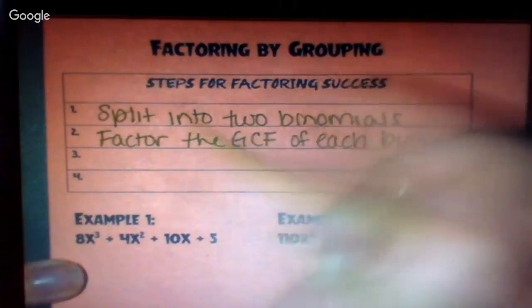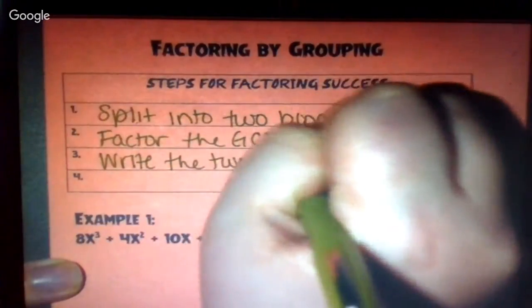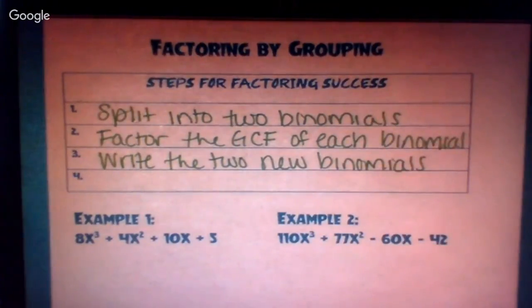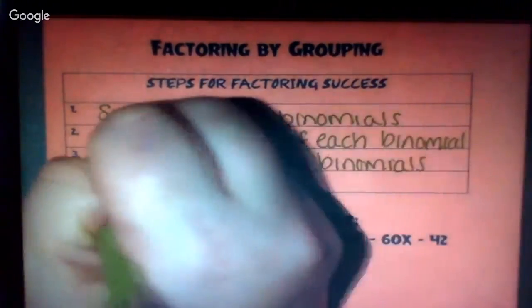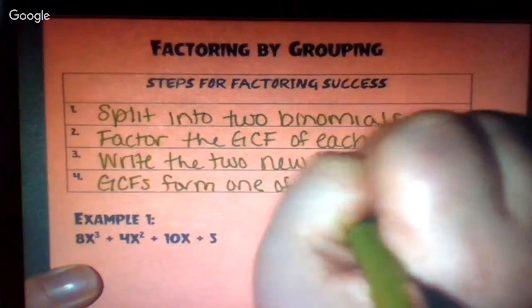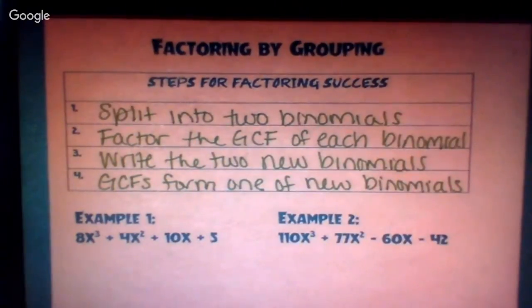Your third step, write the 2 new binomials. As we do the example, you'll notice when we pull out the GCF, what's left is going to become 1 binomial, and the other part is going to be the GCFs that you pulled out. So your last line here is your GCFs form one of the new binomials.